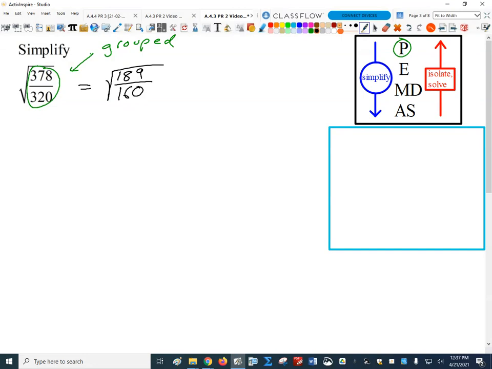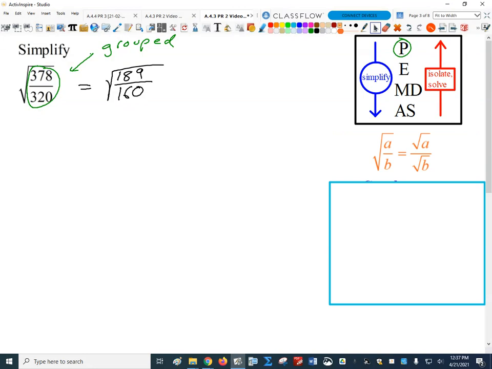But right now it's written as one square root. Could we make it a little bit easier? Remember this property a couple days ago? What do you think? What could I do to that to make it simpler? I've got a square root of a fraction. I can split that up into two separate smaller square roots. That makes it a lot better, doesn't it? So if I use this property, we could rewrite this as the square root of 189 divided by the square root of 160. Now that looks better.